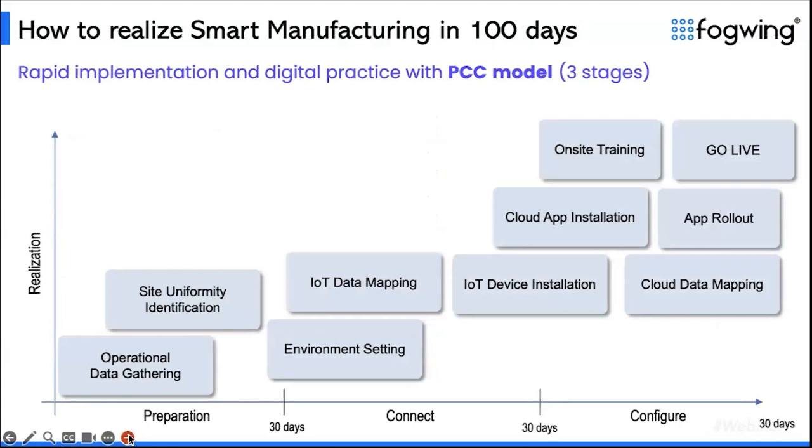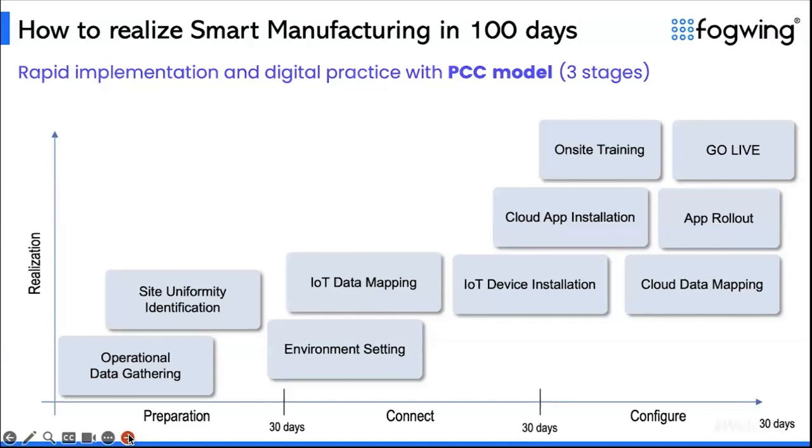We call this model the PCC model: Preparation, Connect, and Configure. With 100 days, there is no development, or most likely there will not be any development. The very important thing is to start adopting the technology or process from day one, learn from it, and then scale up from there.